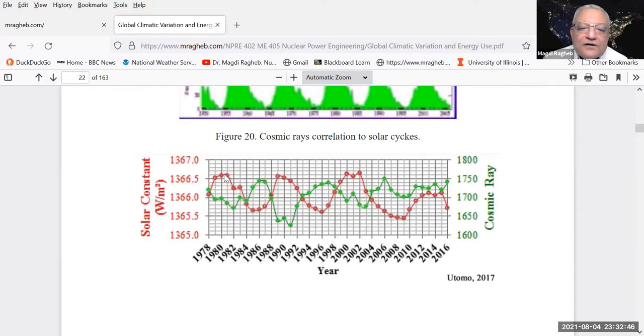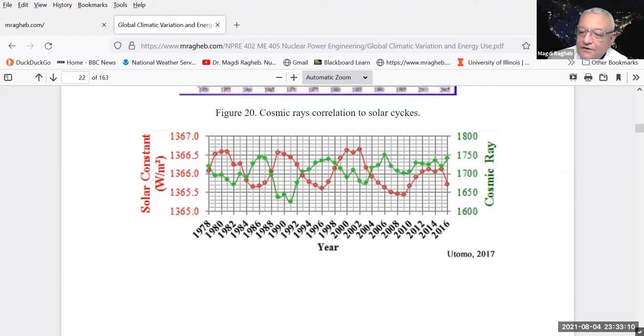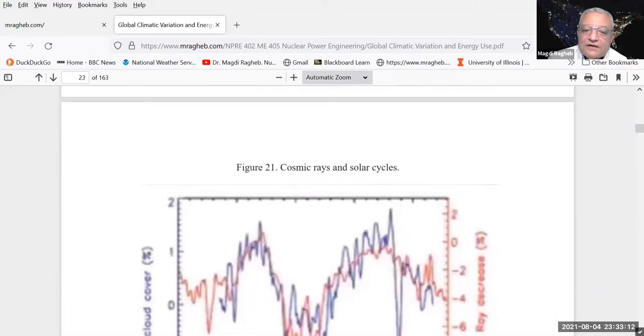Another plot here shows us the cosmic rays. And the cosmic rays are higher when the solar constant, or the energy we get from the sun, the power we get from the sun in watts per meter squared, or the power flux from the sun, is low. You find that when the solar constant is high, we get fewer cosmic rays, and vice versa. It's definitely a direct negative correlation in that case.